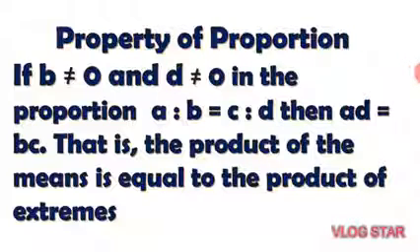The property of proportion: if B is not equal to 0 and D is not equal to 0 in the proportion A to B and C to D, then AD is equal to BC, that is, the product of the means is equal to the product of the extremes. I will repeat, the product of the means is equal to the product of the extremes, so that we can say the two ratios can form a proportion.